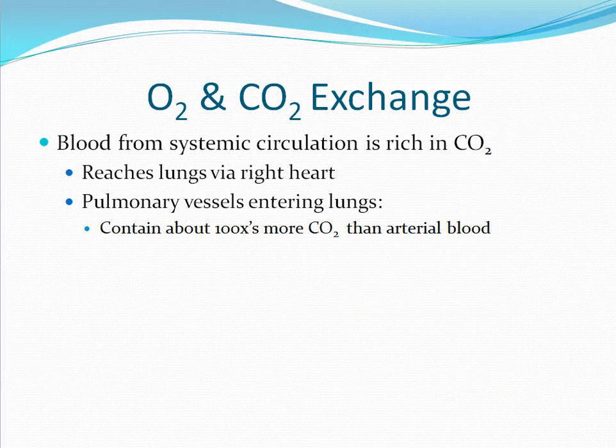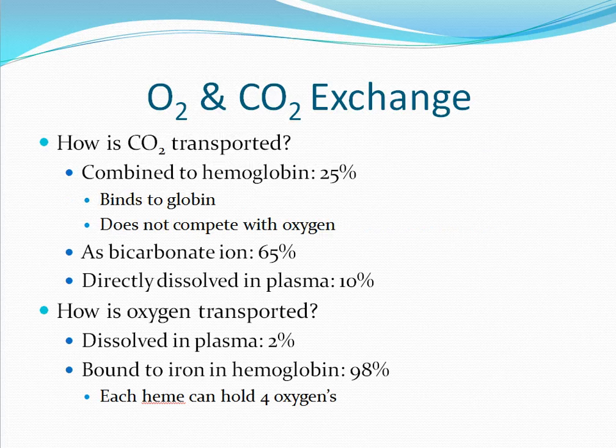Blood coming from the systemic circulation is very rich in carbon dioxide. It reaches the lungs via the right heart. Pulmonary vessels entering the lungs contain about 100 times more carbon dioxide compared to arterial blood. How is this carbon dioxide transported in the blood? It can be transported in one of three forms.